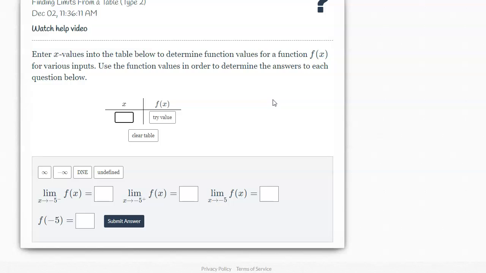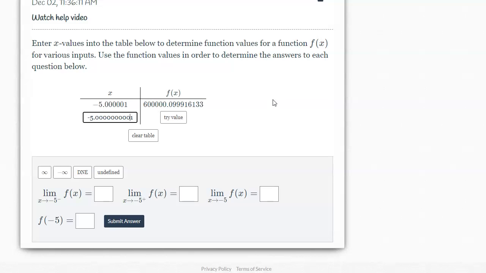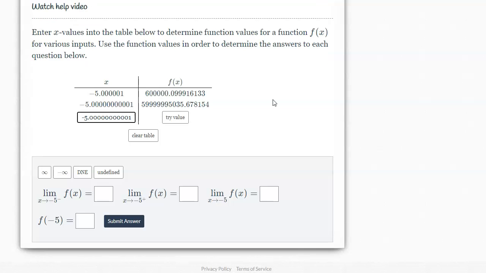So again, I want to approach negative 5 from the left. So negative 5.001. And then, whoa, wait a minute, 600,000? What? Okay, let's get closer and closer. Wow, oh my gosh. I'm going really, really big. So this is where I'm going to use the infinity symbol. As I get closer to negative 5 from the left, my values just keep getting massively bigger and bigger and bigger. So that's going to be infinity.